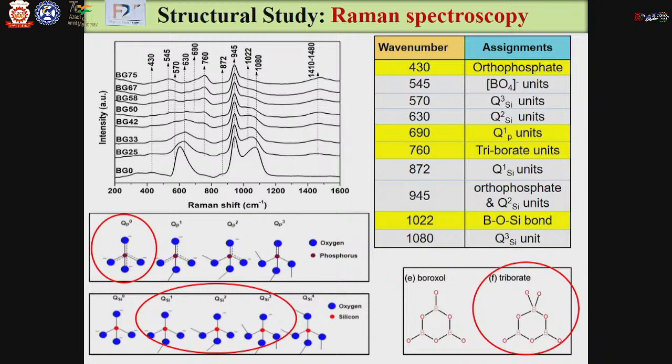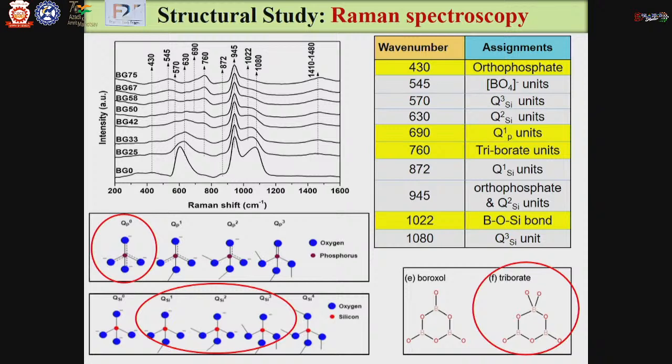Now from Raman spectroscopy, we can confirm that phosphorus units are predominantly present as orthophosphate units where there are no bridging oxygen atoms. But silicate units, there are 3 types. One is Q1, Q2, Q3. These numbers indicate their number of bridging oxygen atoms.